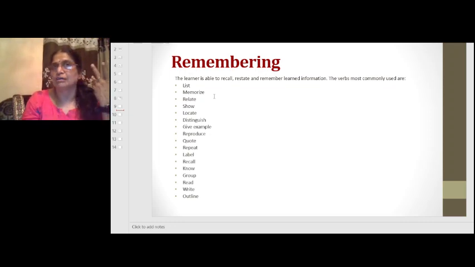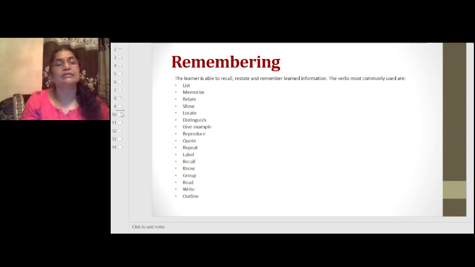Okay, brush, comb or something like that. Then memorize. You learn something by heart, memorize. You memorize a poem. Usually it is in the nursery rhymes and all, memorizing. And you relate, show, locate, distinguish, give example, reproduce, quote, repeat, label, recall. All these words you can use while setting the question paper for the lowest level, that is remembering.